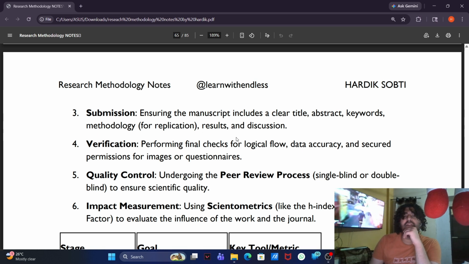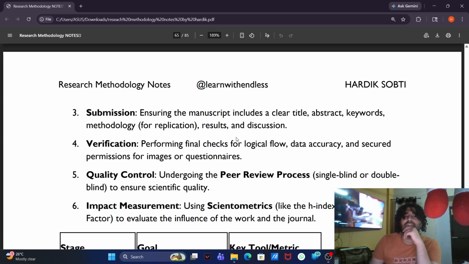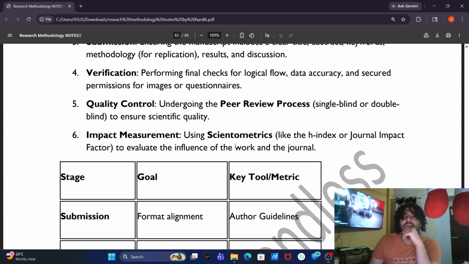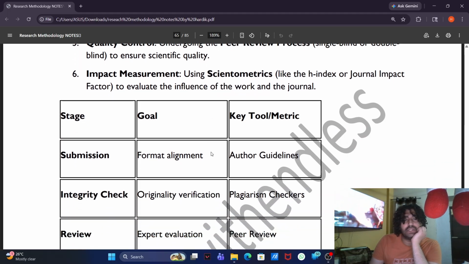Verification, performing the final checks for logical flow, data accuracy, and secured permission for image or questioning. Quality control, undergoing the peer review process, single blind or double blind to ensure scientific quality. Impact measurement, using scientometrics like H-index or journal impact factor to evaluate the influence of the work and the journal.